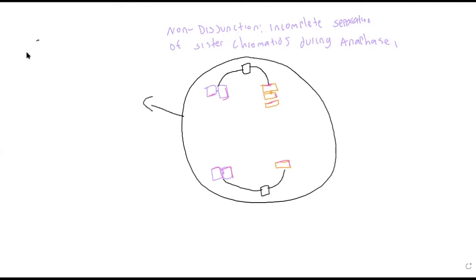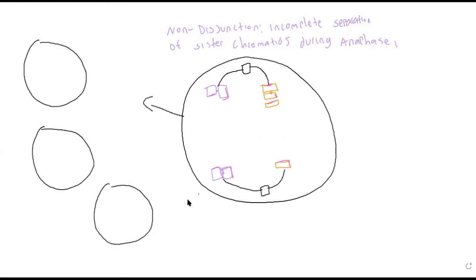I'm going to show you what the 4 cells will look like. 1, 2, 3, and 4. So since chromosome 1 separated evenly, just as normal, you'd have 1 of each of these chromosomes in each haploid cell, like so. Recombine them.